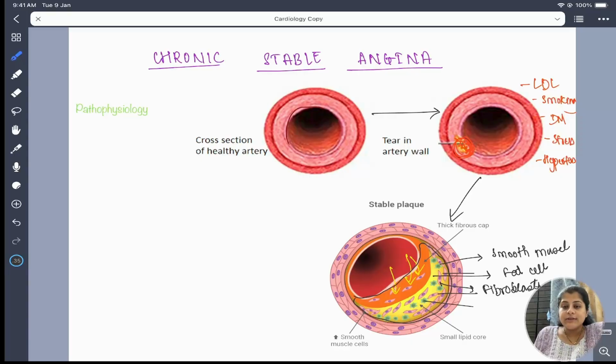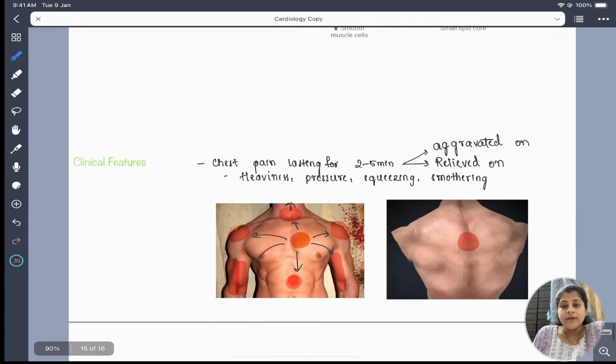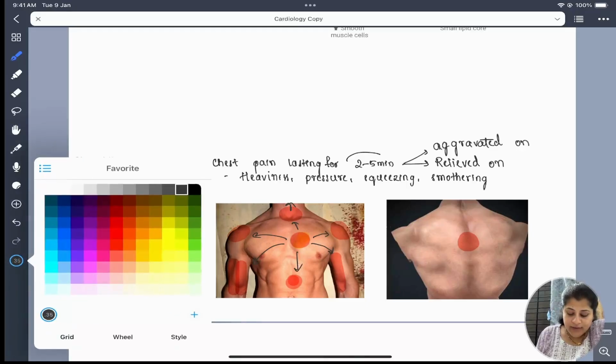Now, as I told, this atheromatous plaque is stable, meaning it doesn't change in size. There is a compromise, or I would say a mismatch, between the blood supply and oxygen demand only when the patient is exercising or is under stress. Only at that time there is a mismatch. Otherwise, the patient is absolutely normal. So, because of this, the patient has chest pain. The chest pain lasts for 2 to 5 minutes.